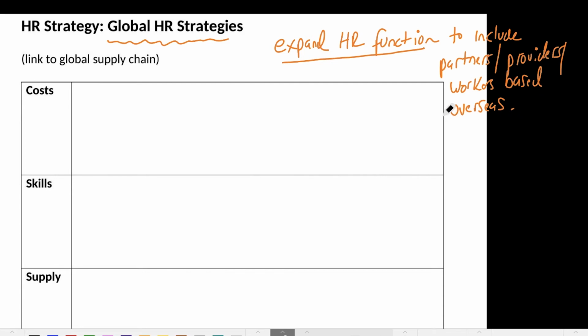So if we're talking about an Australian company, we're not just thinking about HR in a narrow sense of operating in Australia. We are actually looking at the global supply chain and we're seeing who can help us with our HR function. Maybe that's a nice thing to put down. We're asking here, who globally can help with HR? And there's a couple of reasons why this is important for a business.